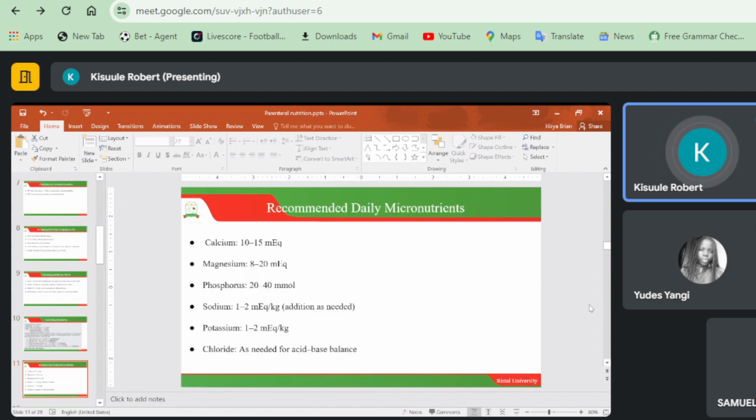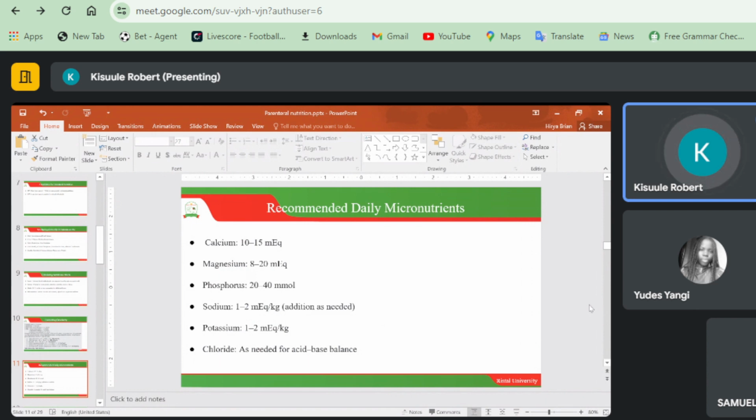So what are the recommended daily micronutrients? Okay, daily amounts of the micronutrients that we require daily. For calcium, we require 10 to 15 milliequivalents. Then for magnesium, 8 to 20 milliequivalents. Phosphorus, 20 to 40 millimoles. Then sodium, 1 to 2 milliequivalents.